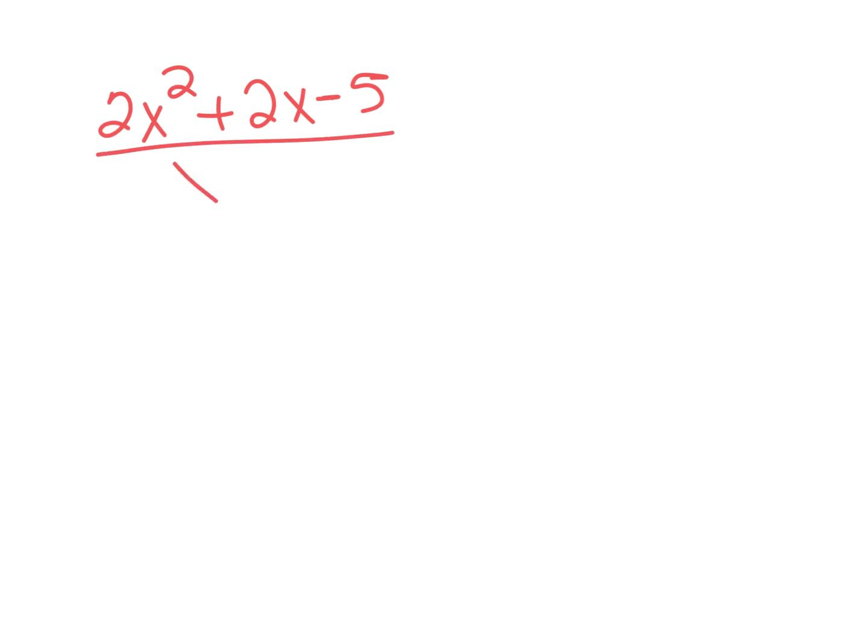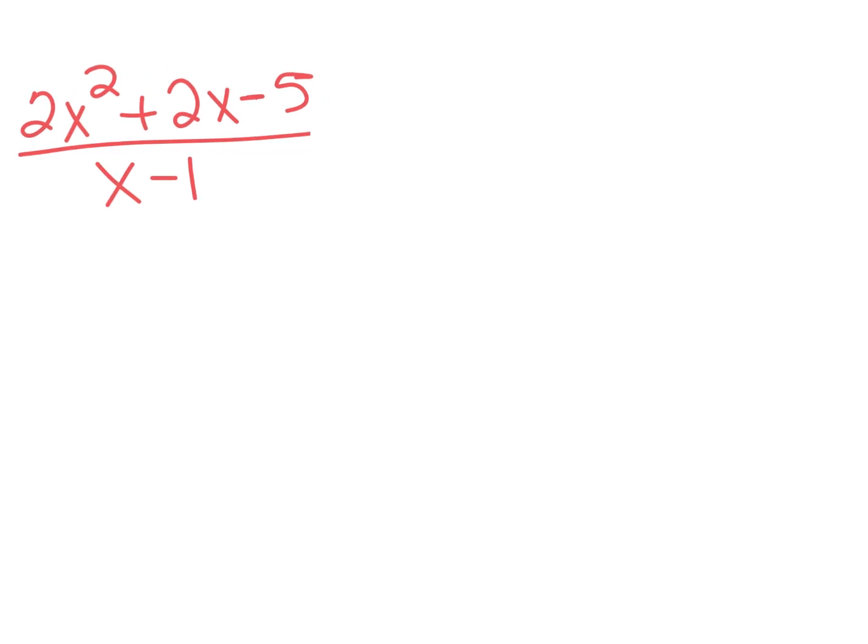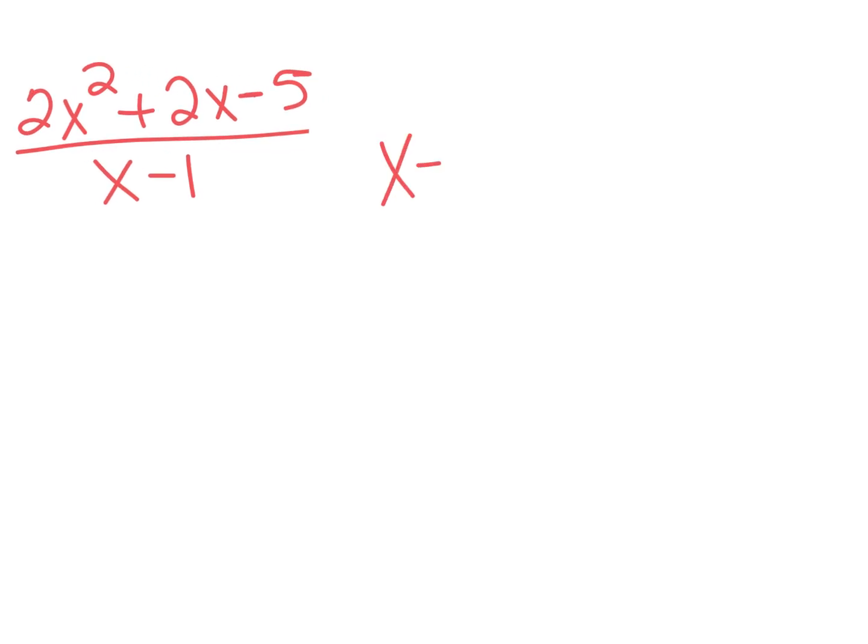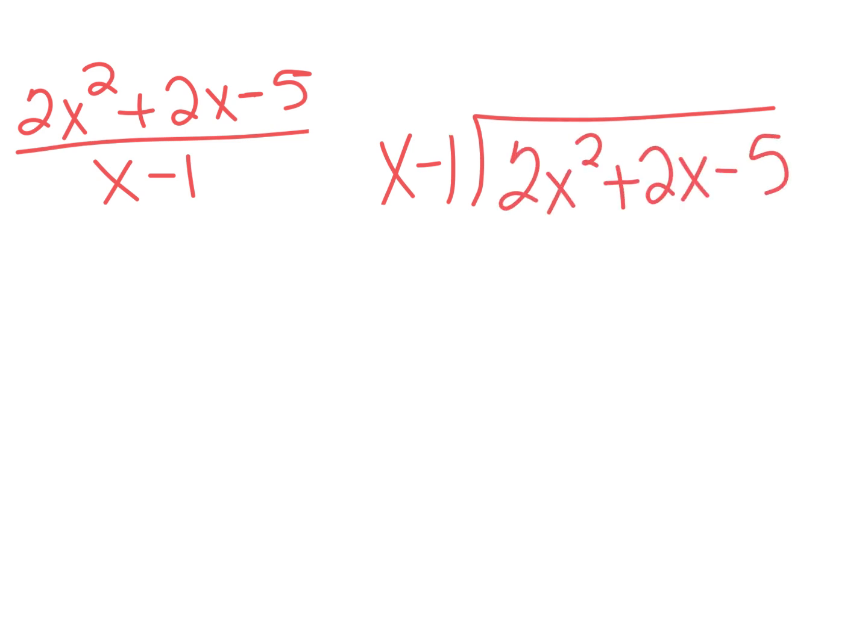Let's try another. Let's do 2x squared plus 2x minus 5 divided by, or over, x minus 1. So step 1, we got to set it up. So we're going to say x minus 1 into 2x squared plus 2x minus 5.